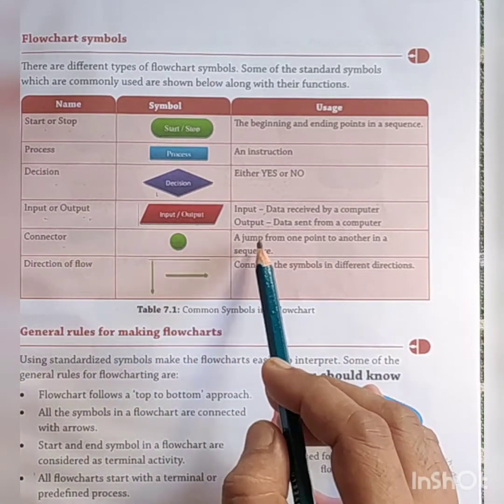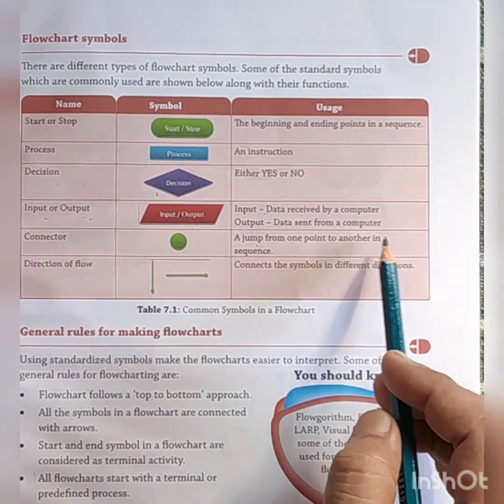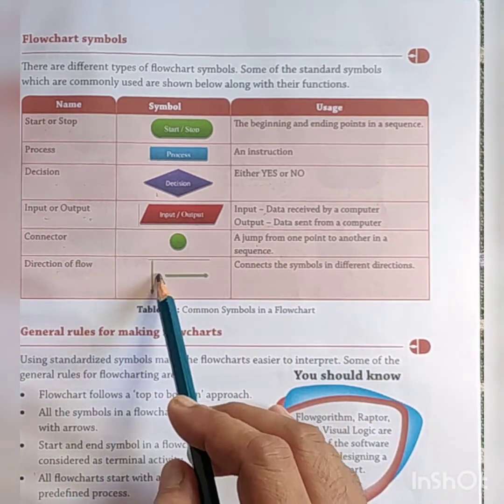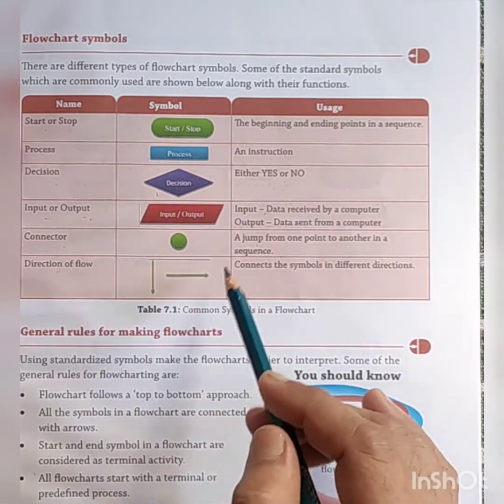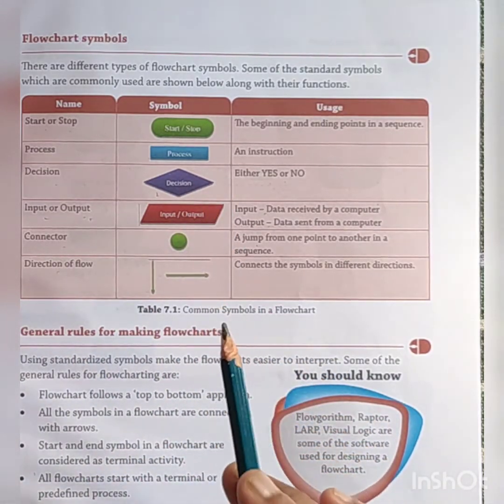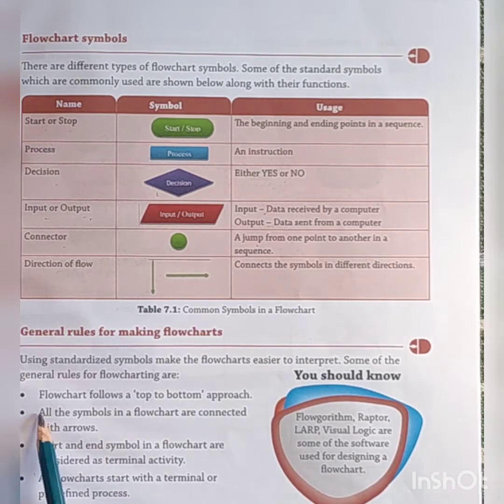Connector, this is a connector. A jump from one point to another point in a sequence. And this is called direction of flow or flow lines. Okay. So these are the symbols you should remember, and based on that you perform the drawing of flowchart.